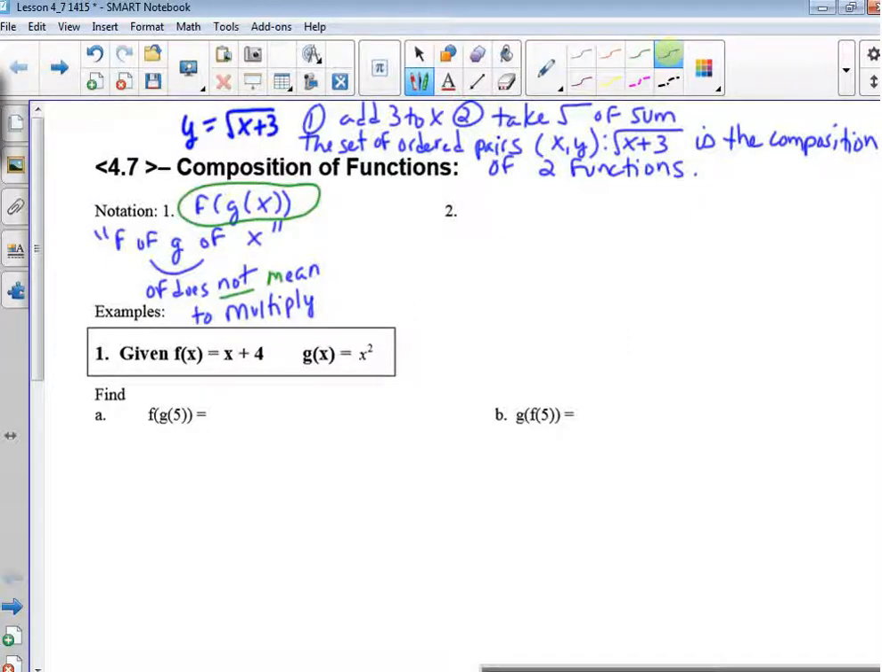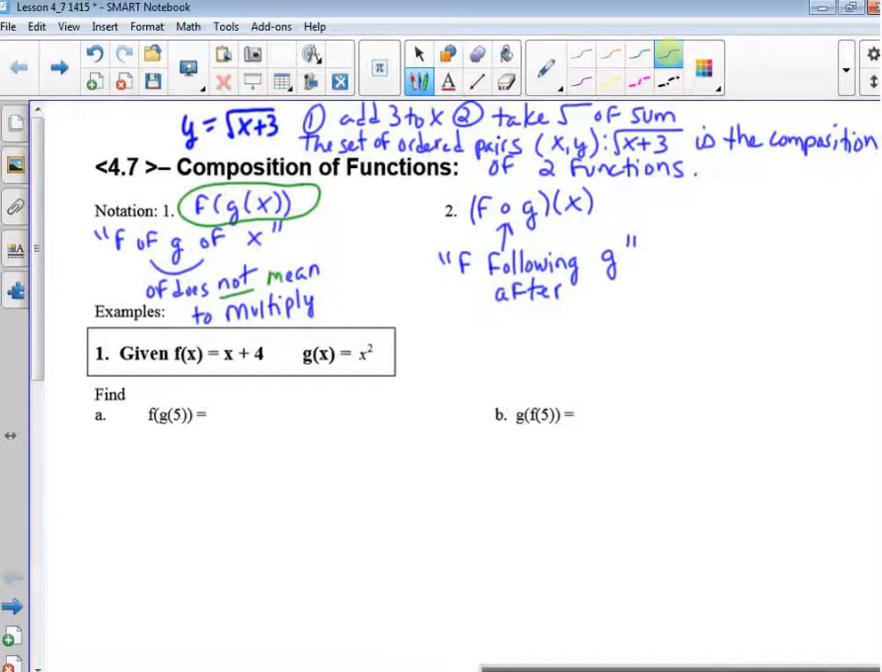The second notation is (f ∘ g)(x). And what this little circle means is f following, sometimes I say after, g. F following g of x. So we're going to do some combining of some functions. We're going to take f of x equals x plus 4 and g of x equals x squared, and we're going to combine them.